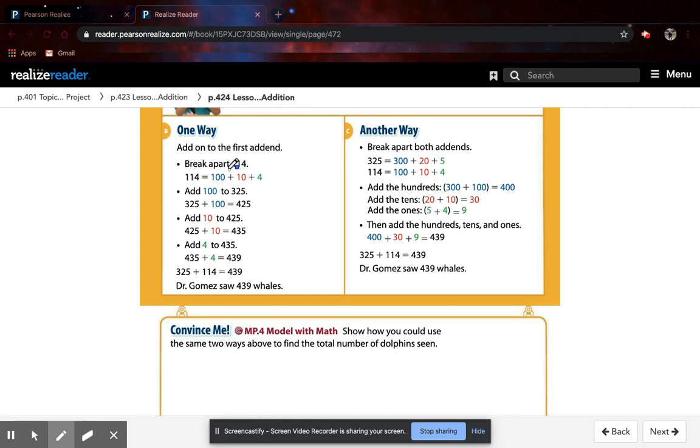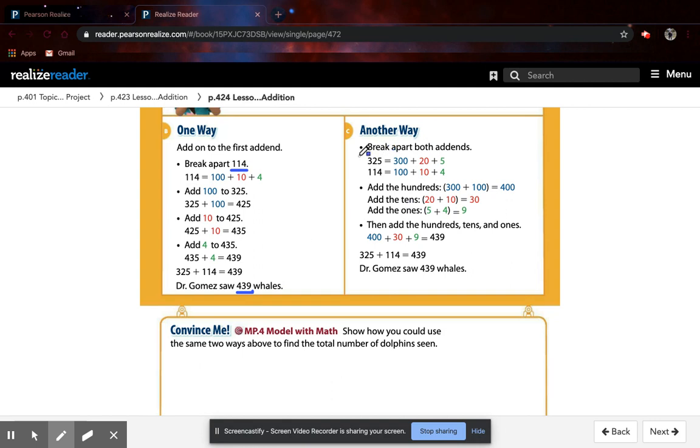So they say you can break apart 114 into 100, 10, and 4. So showing it in the expanded form is a way to break apart the number. And then you can add 100 to 325, which will give you 425. And then add 10 to 425, which will give you 435. And then last but not least, you still have your 4 left, which will give you 439. So, Dr. Gomez saw 439 whales.